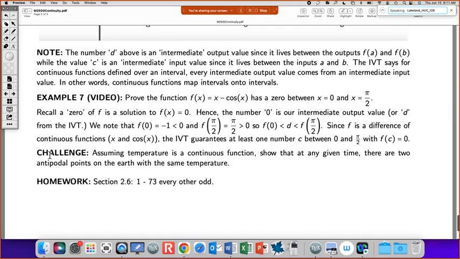Here's a more robust example that's a little counterintuitive. If you assume the temperature is a continuous function, at any time, there are two antipodal points on the Earth that have the exact same temperature. What does antipodal mean? Like they're on opposite points, right? Like North and South Pole are antipodal. So you believe that? At a given time, there are two points on the planet that are complete opposites that have the exact same temperature. You can use the intermediate value theorem to prove it.